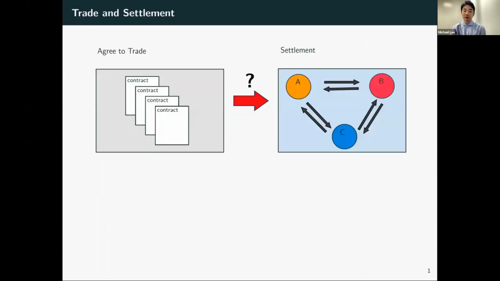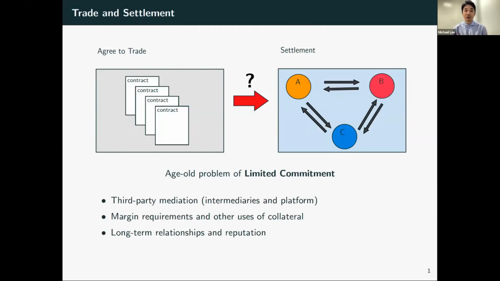So let me start with a very basic premise. Suppose two traders agree to a trade. How can they ensure that at a future date each party will actually make the transfers as promised? Now, this refers to a pretty age-old problem of limited commitment, and modern financial markets have figured out various solutions to this. We have third-party mediation, we use margin requirements and other forms of collateral, and we build long-term relationships and reputation in order to alleviate this concern.